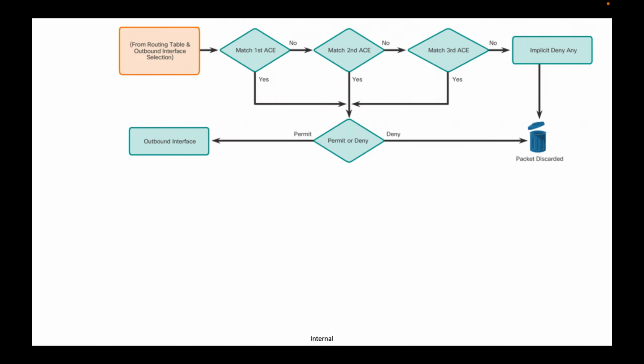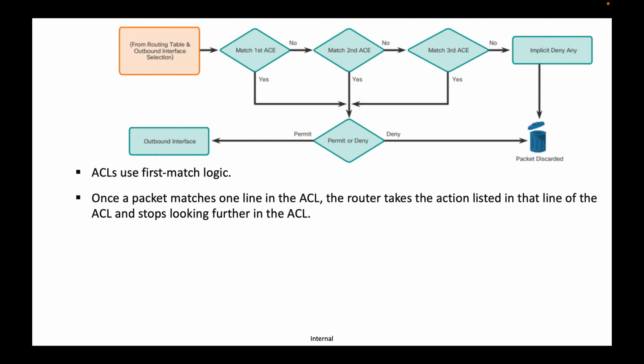An ACL uses first match logic. So once a packet matches one line in the ACL, the router takes the action listed in that line of the ACL and stops looking further in the ACL. Once a match is made, the packet is either permitted or denied. There is an implicit deny all at the end of all access lists by default that prevents all traffic.